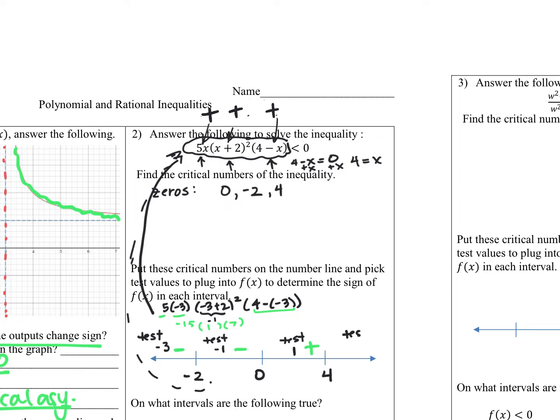Lastly, test something bigger than 4. So if we tested like 5, again, going back to the top function, if I plug in a 5, I'm going to end up 5 times 5, that's something positive. 5 plus 2, that's positive. 4 minus 5, now that's going to be negative. So a positive times a negative ends up being negative.